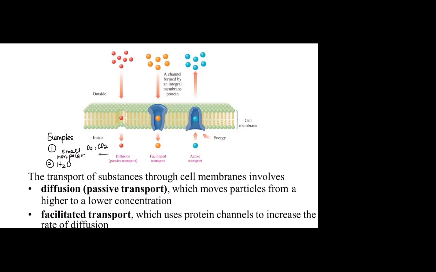So in facilitated transport, we are going to have a specific tunnel that is going to allow our molecules to enter the cell, okay? And because that tunnel is going to be specific for the molecule that we're interested in, it actually increases the rate of diffusion. One of the biomolecules that we already talked about in chapter 13 that can actually get into the cell through tunnels is going to be glucose.